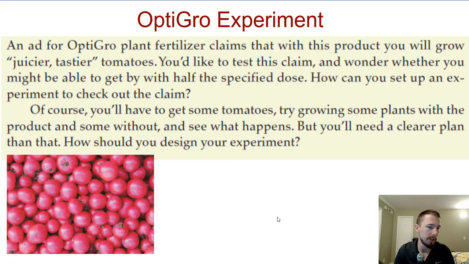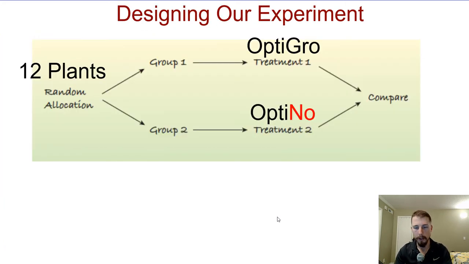You set up an experiment to check out the claim. So of course you get some tomatoes, try growing some plants with the product and then some without and see what happens. But you need a clearer plan than that. How should you go about designing your experiment so you can make sure you control for outside sources of variation or lurking variables, make sure that we can really isolate what's going on with the different treatment levels in order to have enough evidence to say at the end whether or not it's worth using the full dose for the cost, right? So designing our experiment, they took 12 plants and they randomly assigned them into 2 treatment groups.